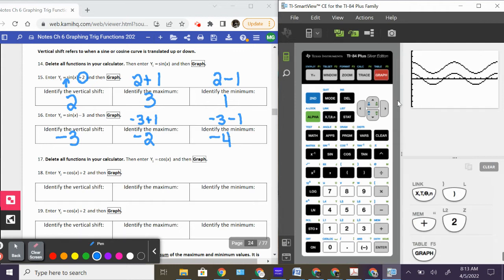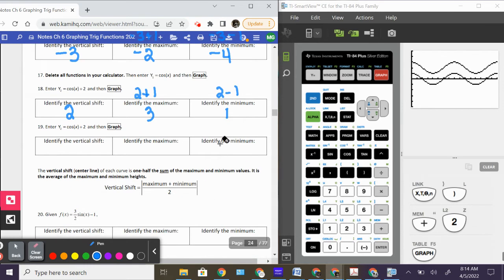It was shifted up 2 units. Okay, just like before. So the vertical shift is 2. The maximum, again, we do 2 plus 1, which is 3. The minimum is 2 minus 1, which is 1. And you can see that right here. Okay, but the whole midline went up 2 units. The whole thing went up 2 units, right?